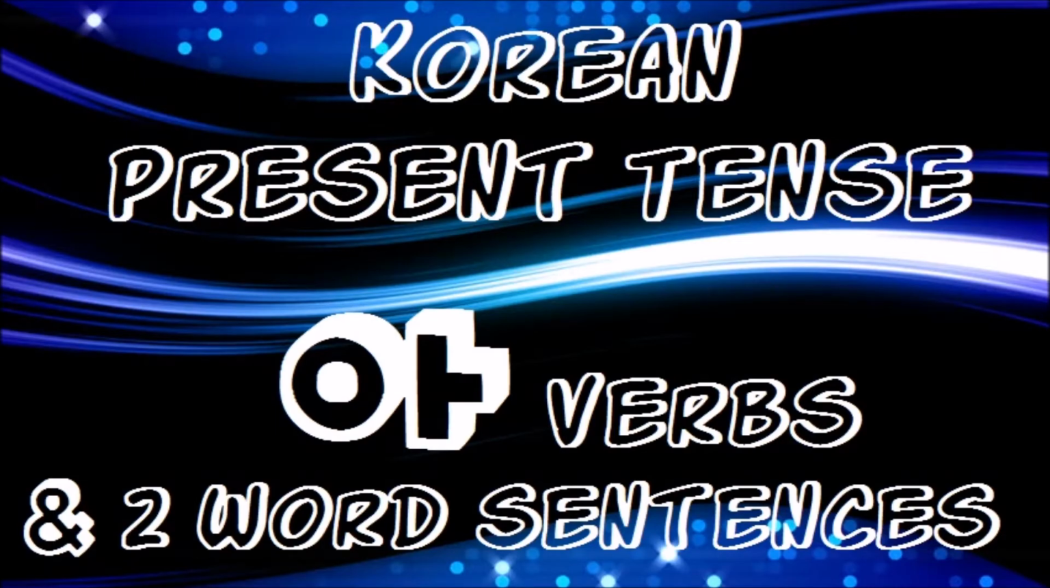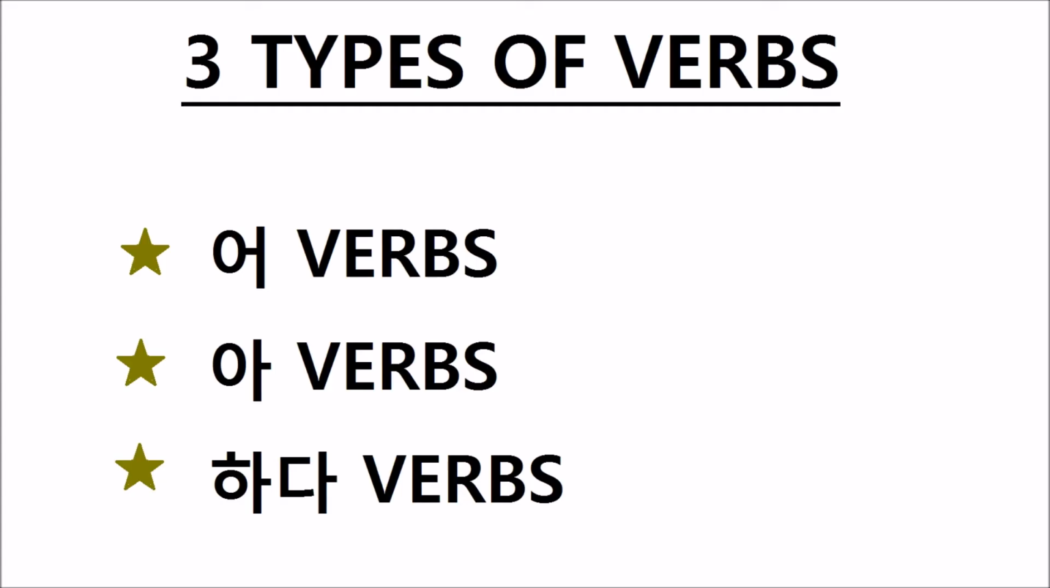This lesson is on conjugating all verbs into the present tense. In the previous lesson, we learned about the existence of three types of Korean verbs: verbs, verbs, and hara verbs. And there are also irregular verbs, but we can worry about those later, much later.